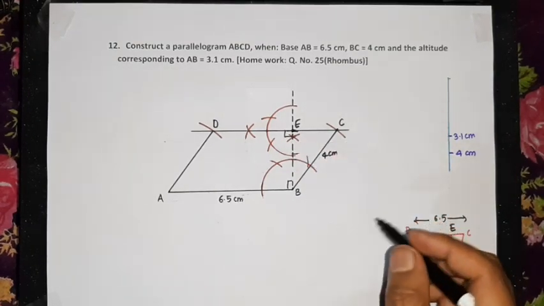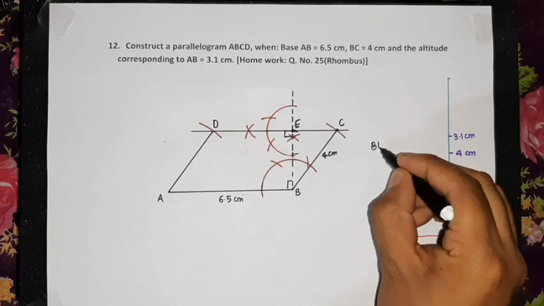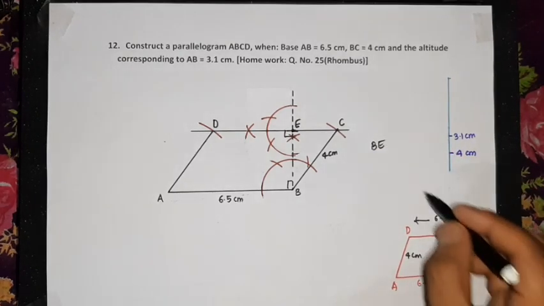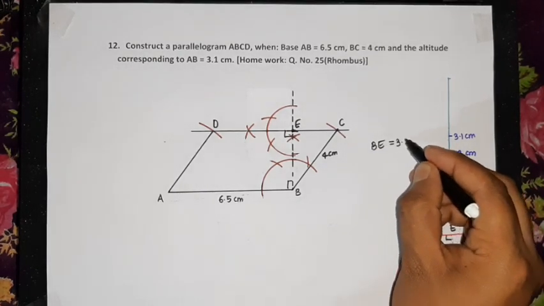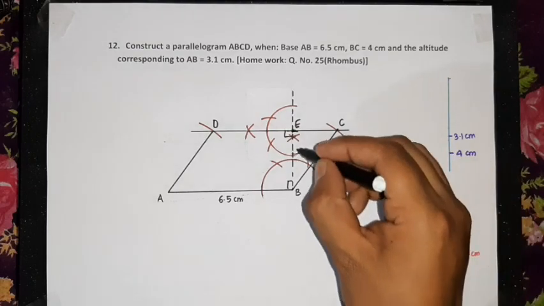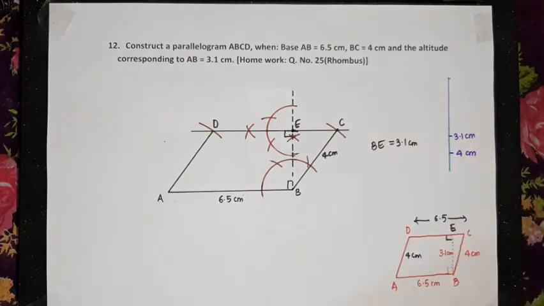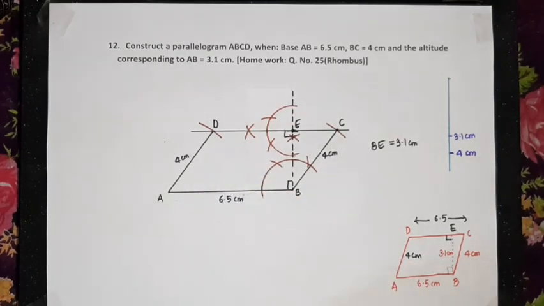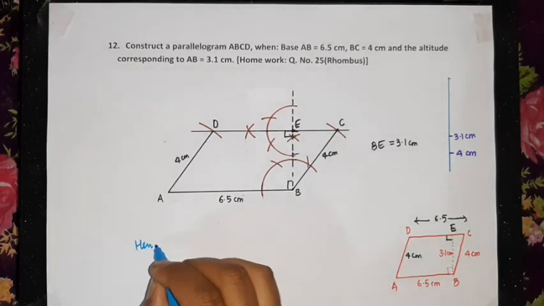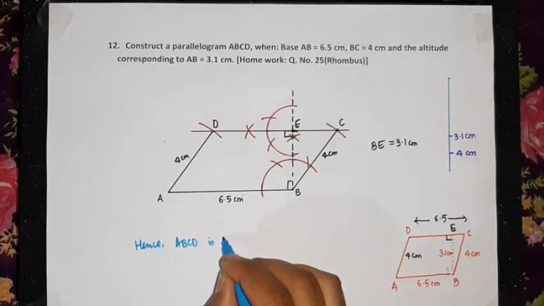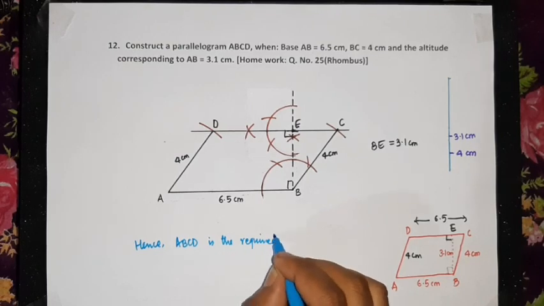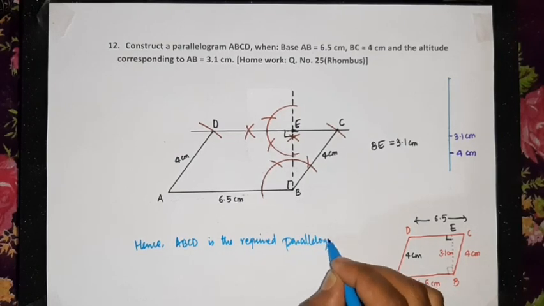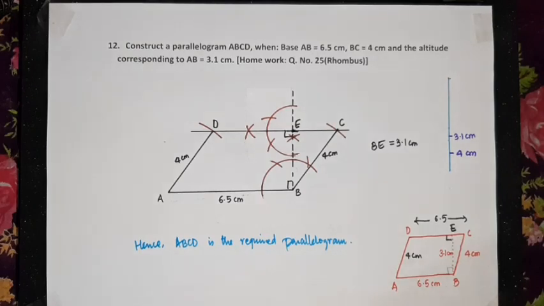And BE equals how much? BE is equal to 3.1 centimeter. I don't have space here to write, so that's why I'm mentioning it out here. This is also 4 centimeter, and here also I don't have space, so you need not mention that as well. So at last we'll write the steps. You may pause the video to note down.